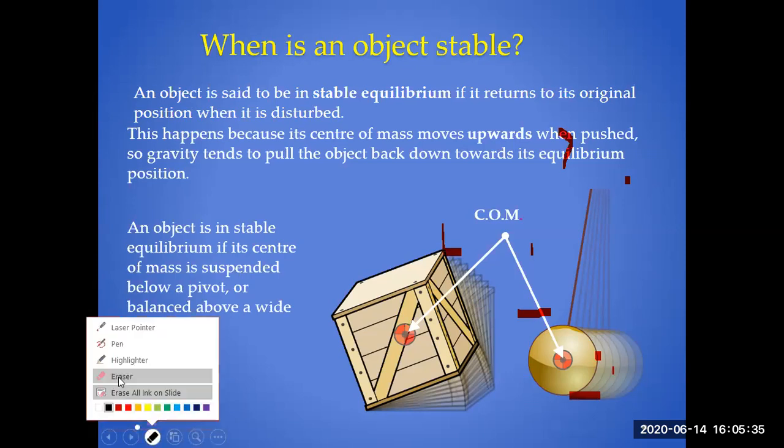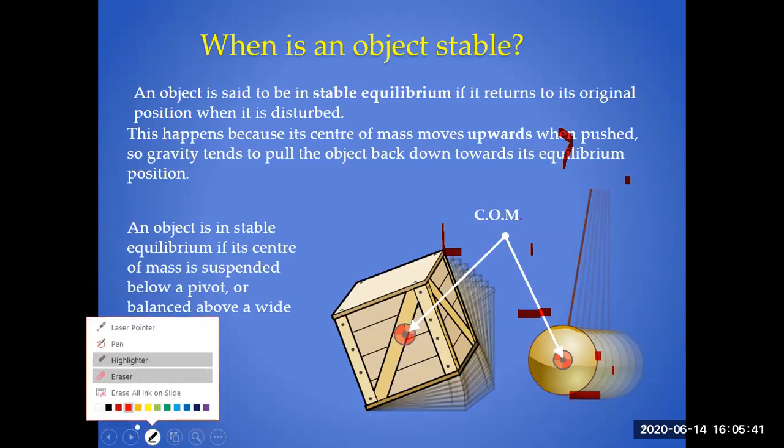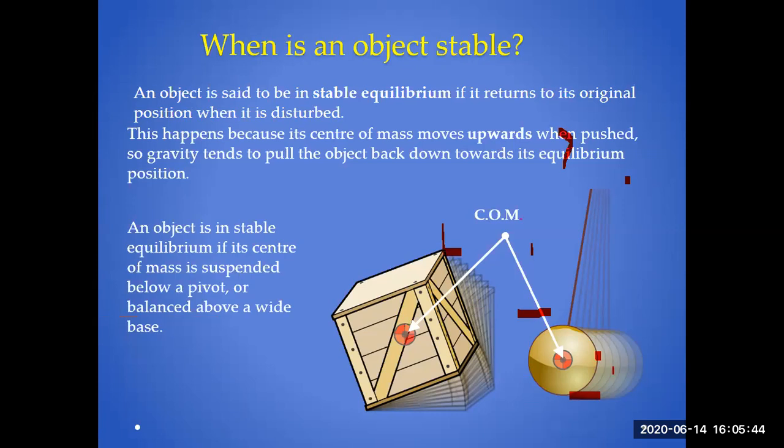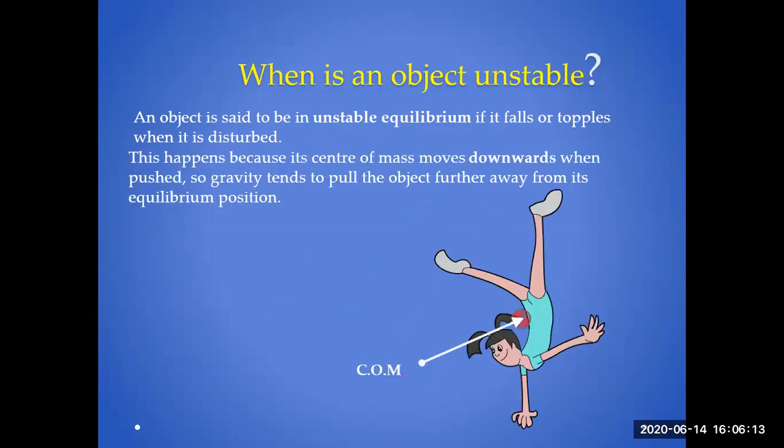So this is highlighter color, consider when an object is unstable. When an object is said to be in unstable equilibrium, it falls or topples over when it is disturbed. I have already explained, like a book vertically placed, like a ball pen or a pen placed vertically. You apply a force, it topples, but when you remove the force, you are unable to move it back. So this is the example. Center of mass is here. Center of mass of a body is here.